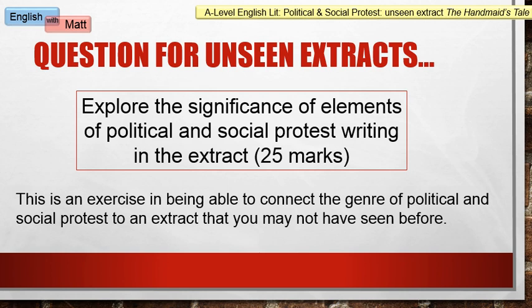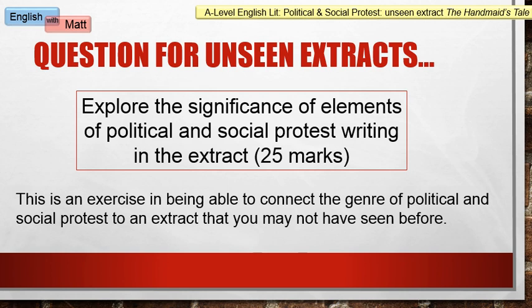The examiner of course knows that you haven't spent months on this extract, and they know that you've probably not seen it before. So examiners are encouraged to mark this perhaps slightly more leniently because of that fact. We do know, because I'm an examiner, that students are probably going to be a little bit less confident with this than other questions where they've been studying the text for months. So it's all about connections.